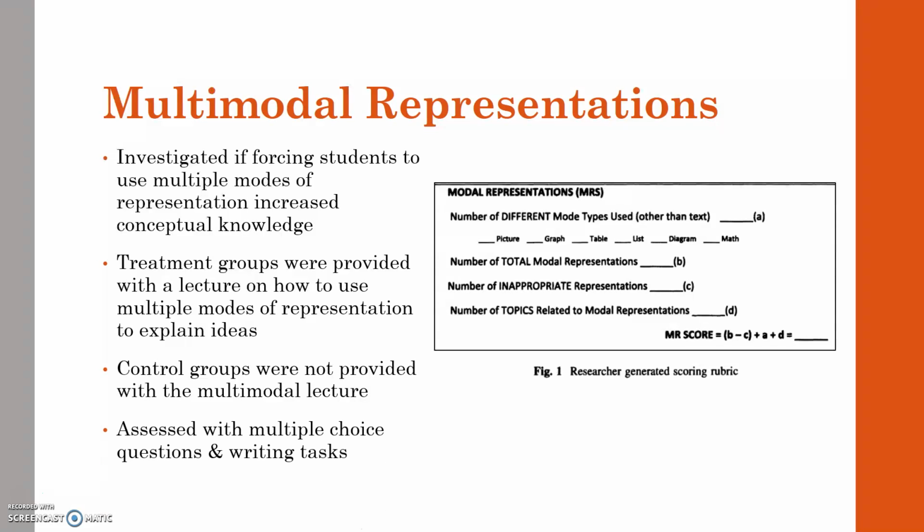However, both groups were assessed using a multiple choice question as well as writing samples. The writing samples required the students to use more than one type of representation to explain their answer. And the image provided here is the rubric that the researchers used to figure out how well the students were using their representations. So the students could create a picture, a graph, a table, a list, a diagram, or use math. And they also looked at whether or not these representations were appropriate and related to the topic.